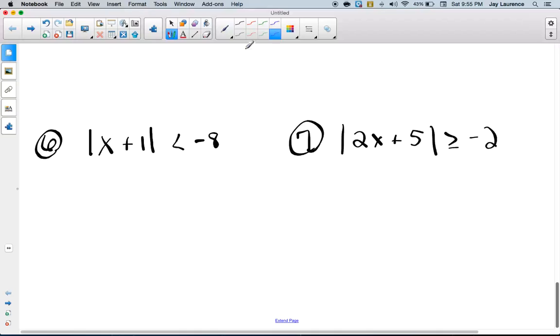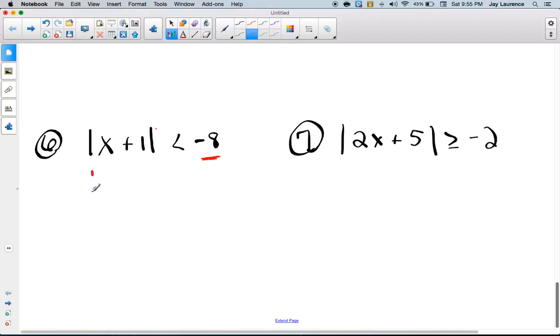Okay, so come on down here now and look at problems 6 and 7. Remember, the absolute value is all about distance. Distance from 0, distance from a center. And look at this number here. It's a negative. Do you think there's any number I can put in for x that will allow me to get a distance less than negative 8? Let's try it. Let's put 100 in. 100 plus 1 is 101. Absolute value, that's 101. That's not less than a negative.